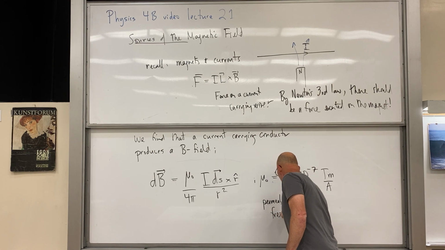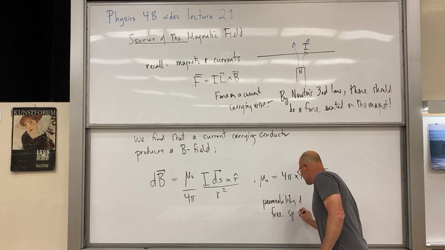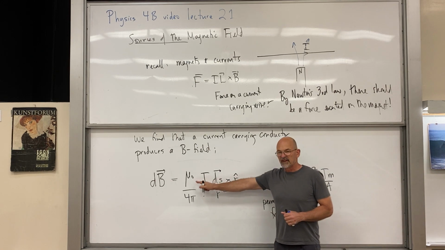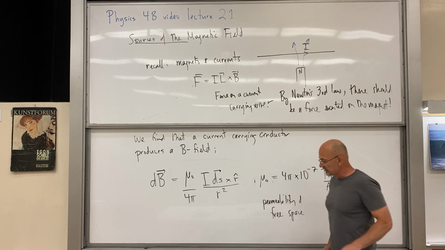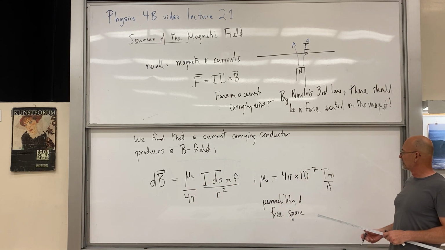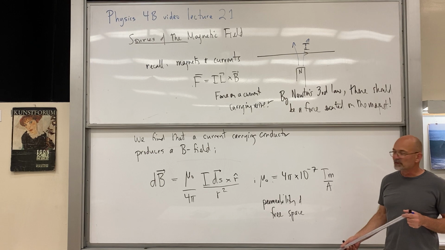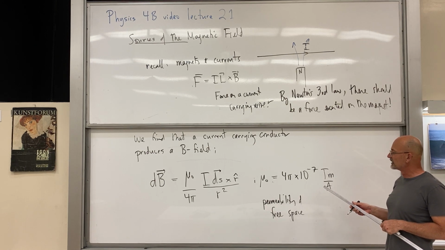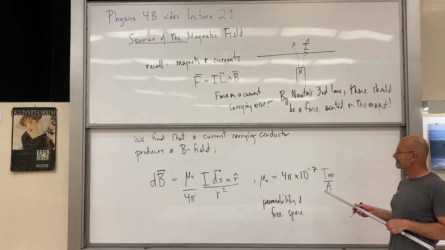Or you could just call it the magnetic constant if you want. And there are different combinations of these. You can look them up in the book. Permeability of free space. See, it has 4 pi built right into it, interestingly. Tesla meters per ampere. Okay.